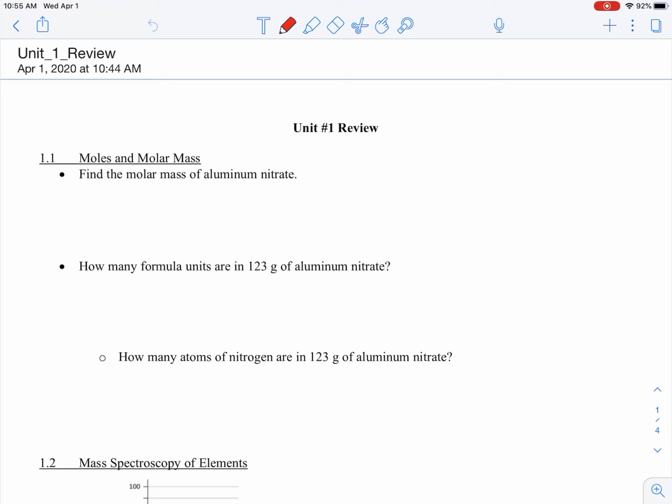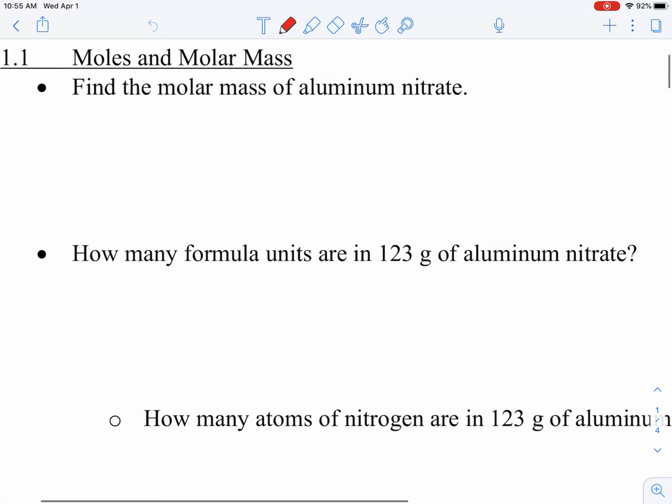Alright, so we're going to start off. 1.1 is moles and molar mass. Hopefully we remember this, and it's pretty easy. So we're going to start with the molar mass of aluminum nitrate. Our first step is to figure out our formula for aluminum nitrate. Remember, aluminum is Al, and we've got nitrate, which is NO3. Al, aluminum, is +3, nitrate is -1.